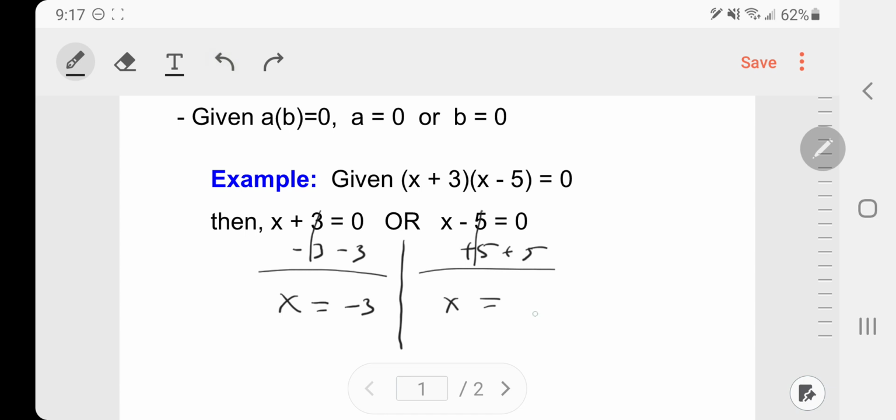Now the general rule for the zero product property is that however many factors are being multiplied, that's how many solutions it will generally have, or at the most possible solutions that your equation should have. So here we see two things being multiplied, we have two different answers. All right, moving on to one more example.